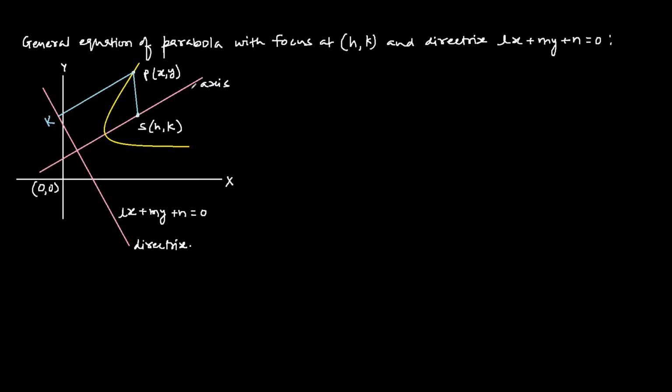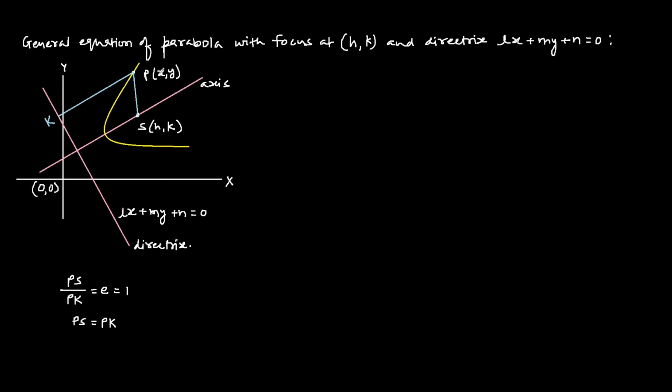And this one is the principal axis, which is perpendicular to the directrix. Here we can see that this axis is not parallel to the x-axis or y-axis, but the axis of the parabola is inclined. So for this parabola we have to find the general equation. We know that in a parabola PS upon PM is e, the eccentricity, which is equal to 1, or PS is equal to PM.